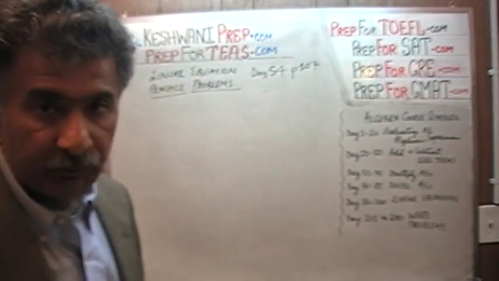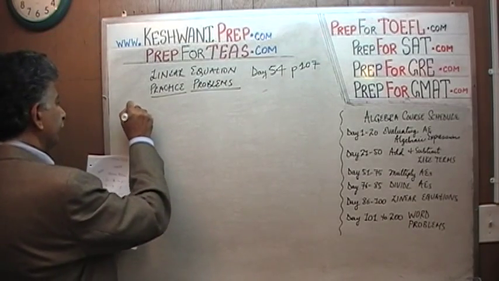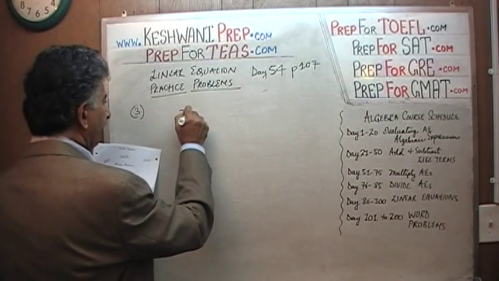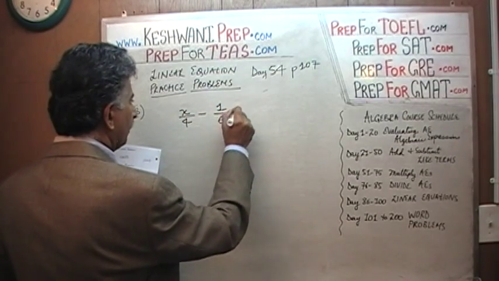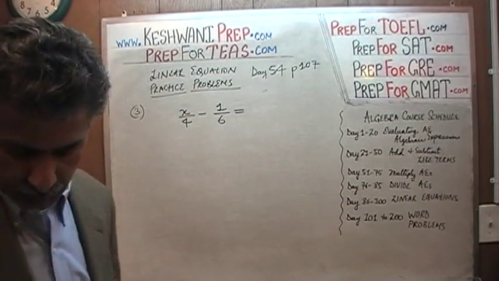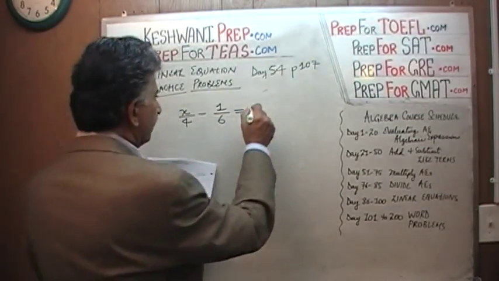Number 3 is what we are about to do, problem number 3. X over 4 minus 1 over 6, we are told, equals x over 3 plus 1.